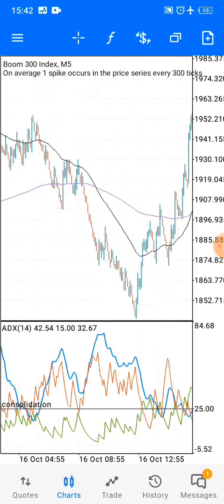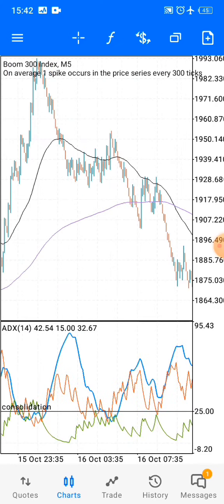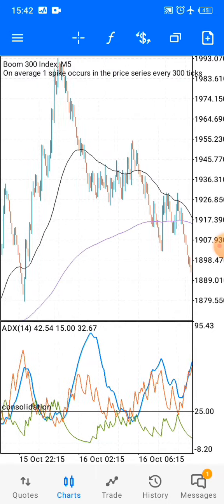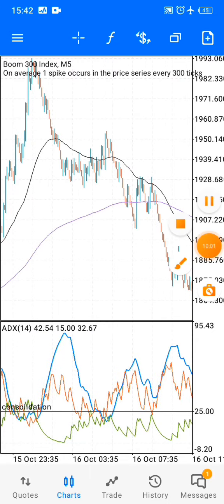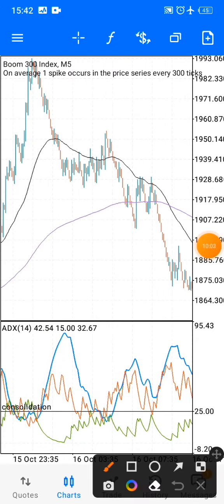for your entries, we're going to be considering market structure above all, right? We are not going to be considering the 50-200 for our first entries, but this is just a further confirmation of what the trend is, where the trend is.